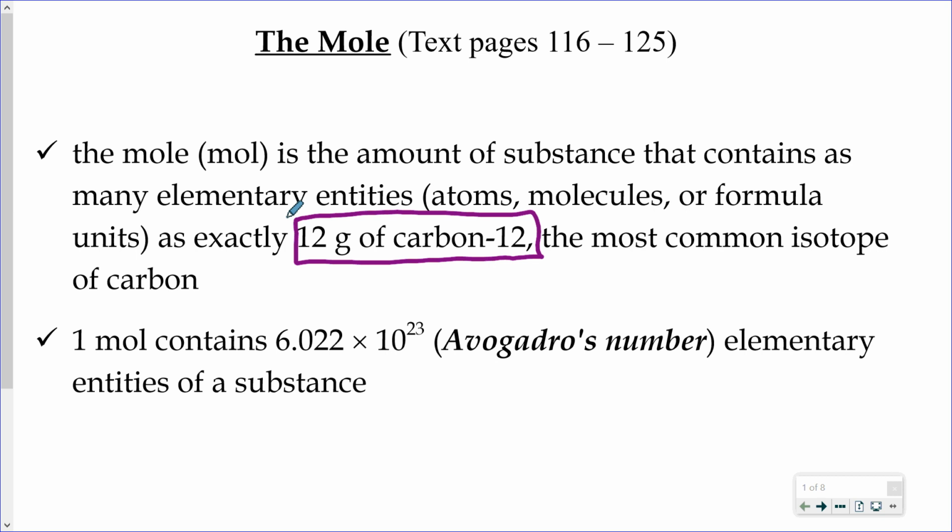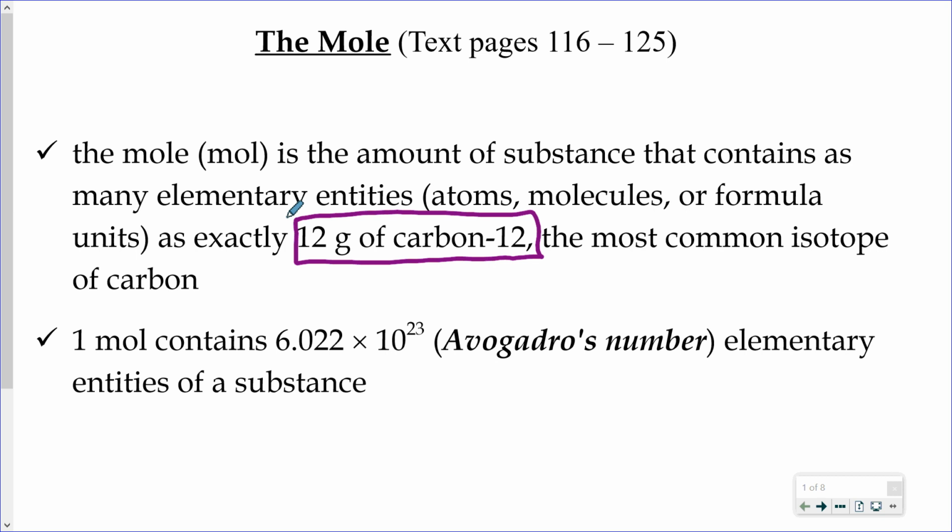So remember that there are different versions of carbon, or different isotopes. All of them have 6 protons. Carbon-12 has 6 neutrons. Carbon-13 has 7 neutrons. Carbon-14 has 8 neutrons. But here we're using only the one isotope, carbon-12, exactly 12 grams of carbon-12.